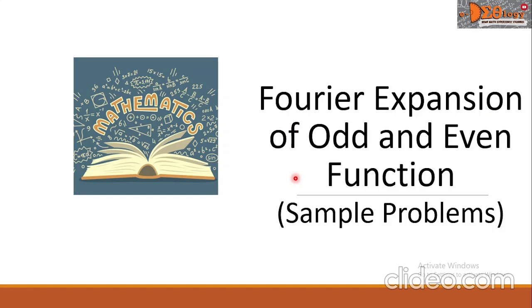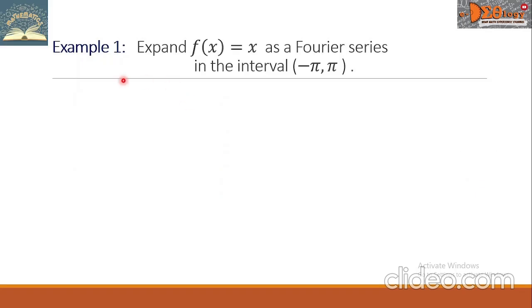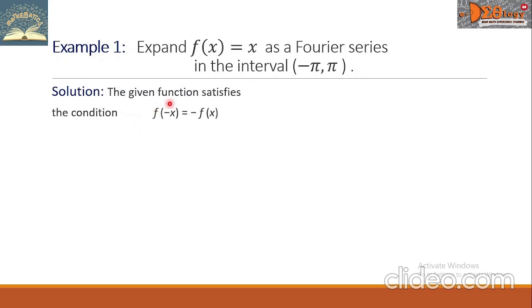Hi everyone. Today we're going to study sample problems for this topic, Fourier expansion of odd and even function. Example 1. Expand f of x equals x as a Fourier series in the interval from negative pi to positive pi. The given function satisfies the condition f of negative x equals negative of f of x, and hence f of x equals x is an odd function.